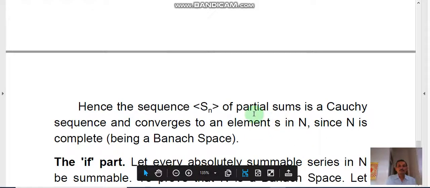Hence the sequence Sn of partial sums is a Cauchy sequence and converges to an element S in N, since N is complete, being a Banach space.